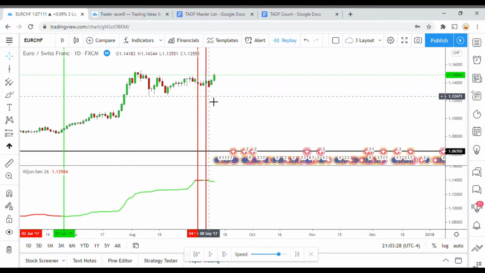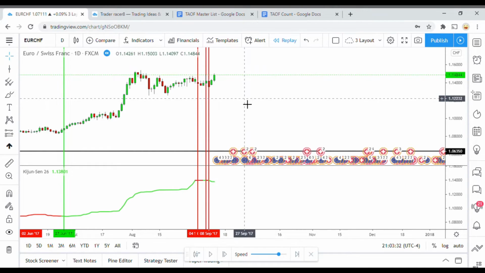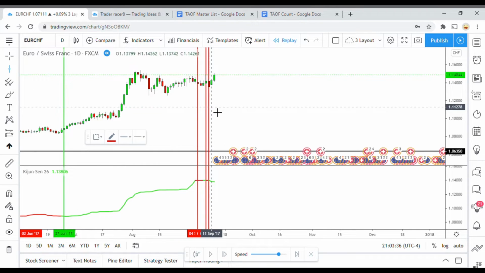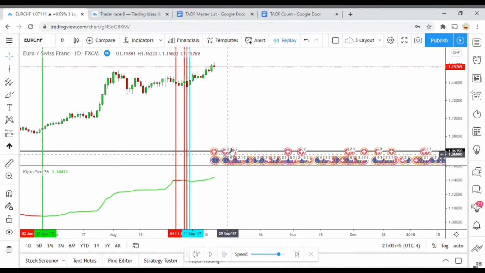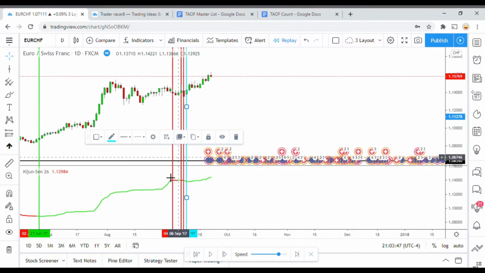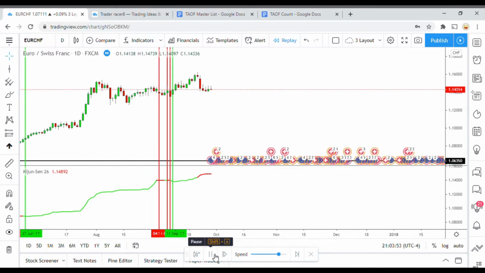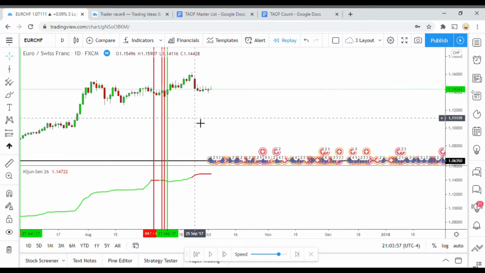right here, and then gives us a short signal right here, and then a long signal right here, which we are still undetermined. There we go. And that one ends up being a winning trade. All right. There we have it.